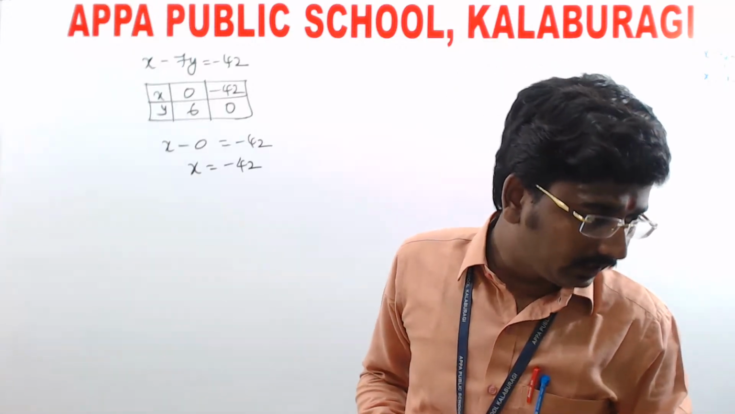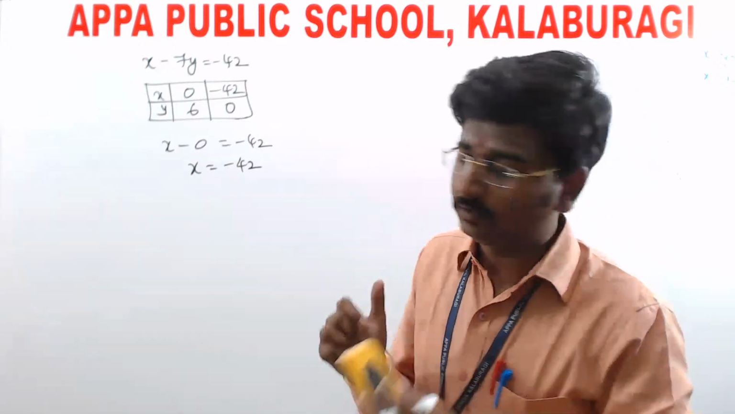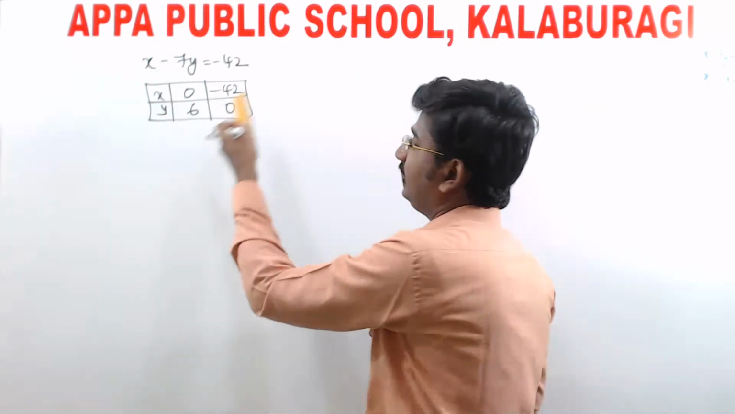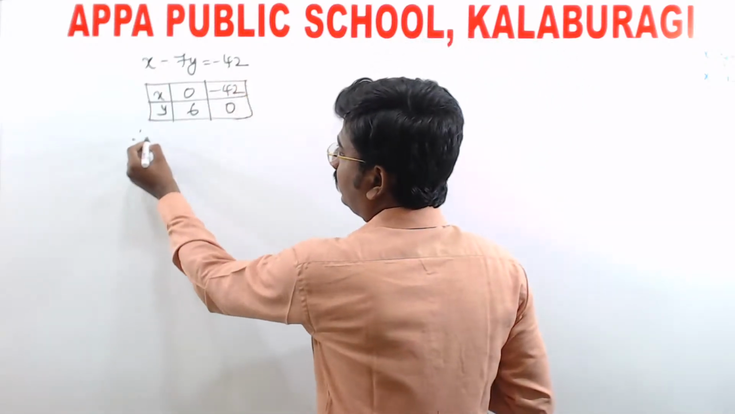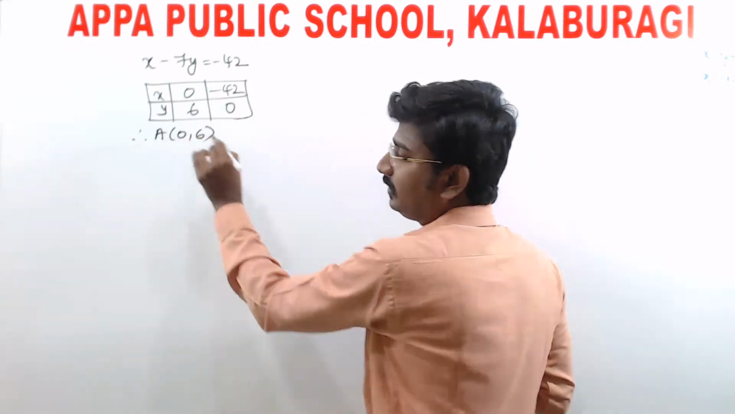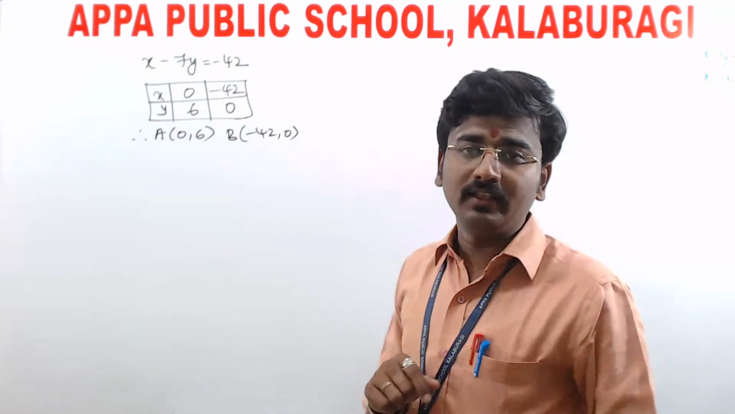Yes, sir, we can take. Okay, then fine. We'll see according to these points now. What would be the points here? Therefore, A point is 0, comma 6. Point B is minus 42, comma 0.